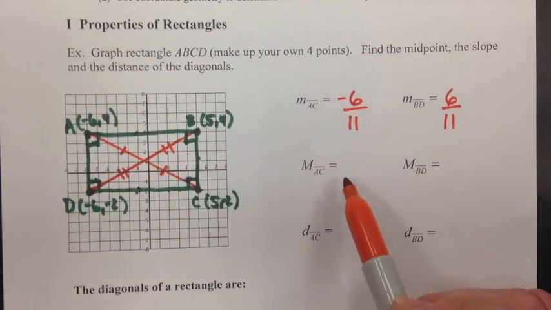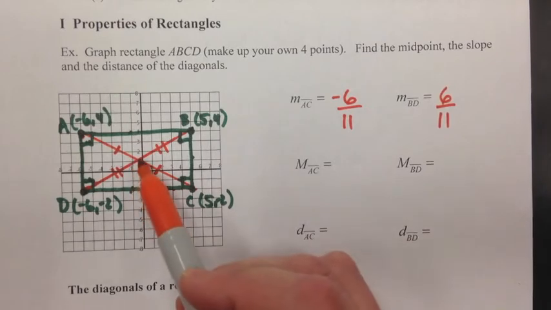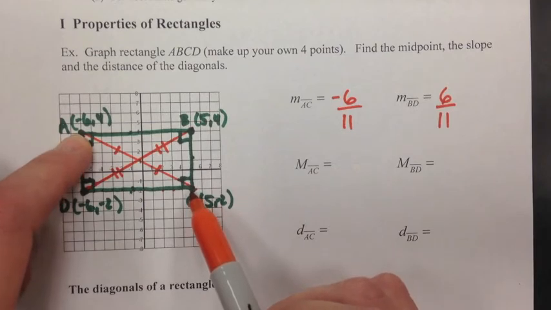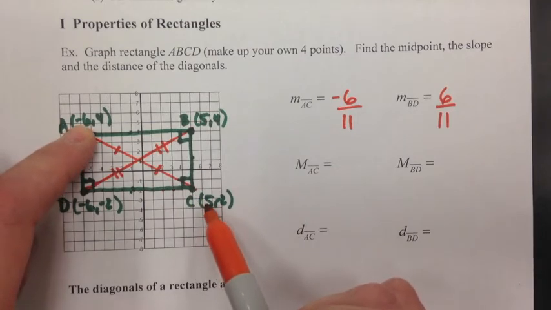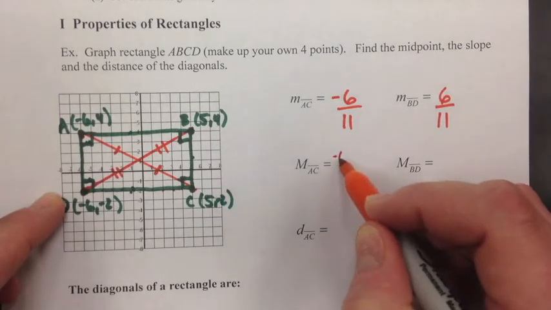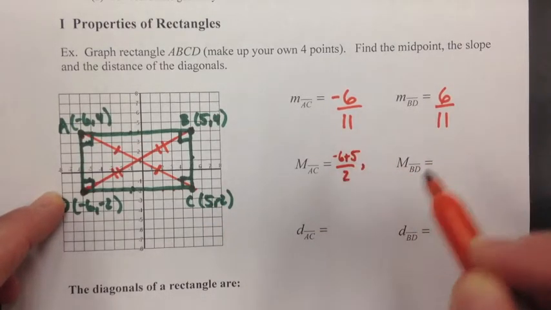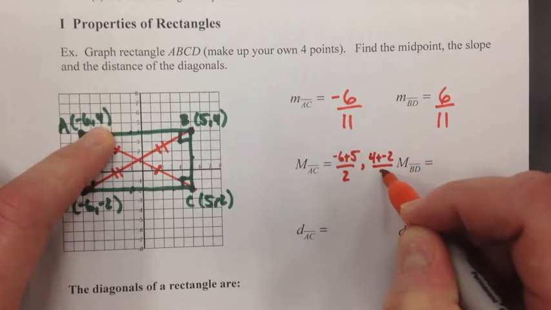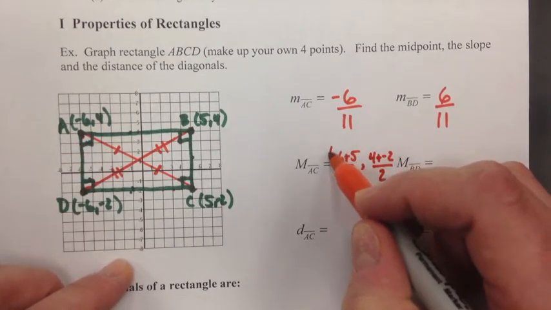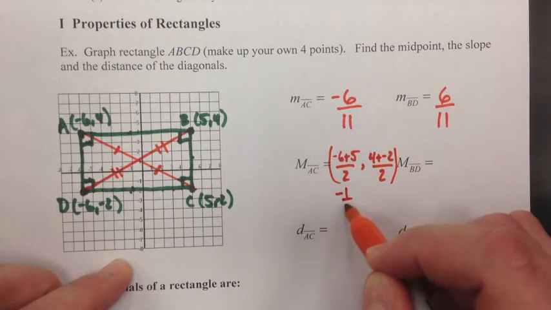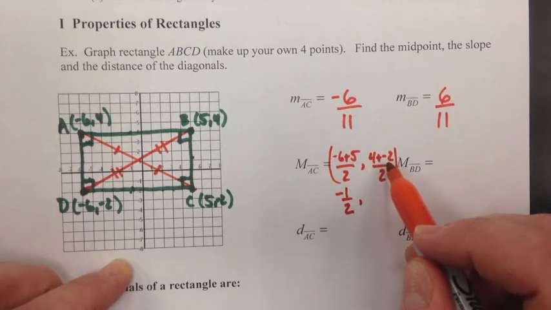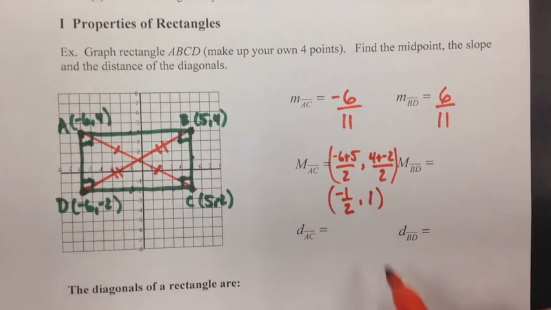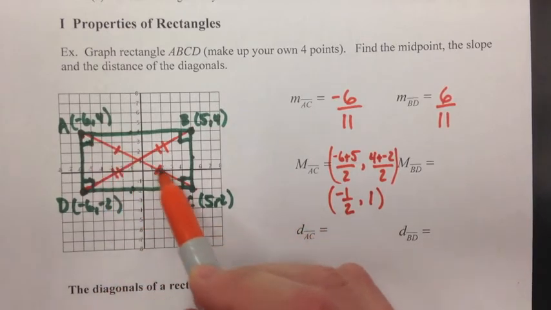Now the midpoints should be the same because the diagonals bisect. So we can test that. For AC, we add the x's. Now the x's are -6 and +5. So -6 plus 5 over 2, comma, add the y values, 4 plus negative 2 over 2. And we simplify that, and what we get here is negative 1/2, comma. Now 4 plus negative 2 is 2, and then 2 divided by 2 is 1. So it's negative 1/2, comma 1. That's the midpoint of AC.